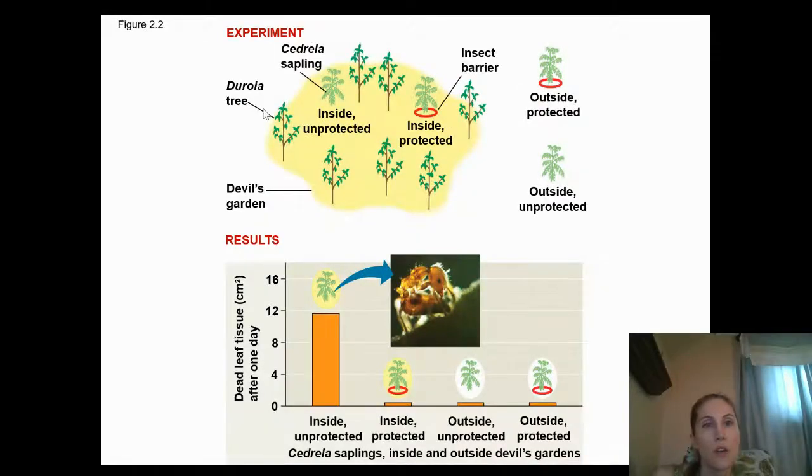Okay, so this is what they're showing you here. They're looking at different seedlings, and what happens to them when they are unprotected versus when they are protected. If you look here, the plants inside, because they've been protected by those ants, have far more leaves than the ones outside.